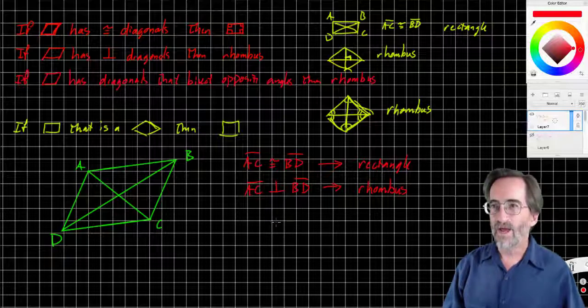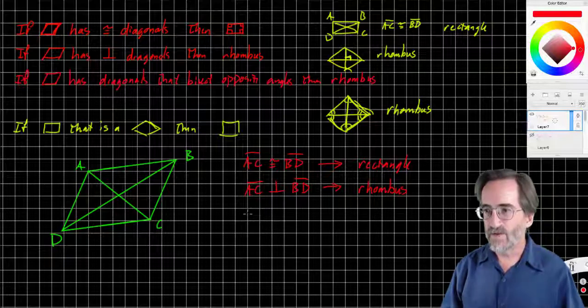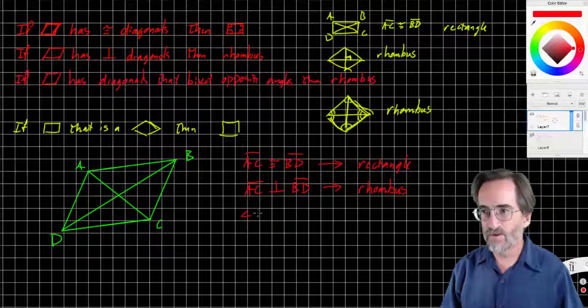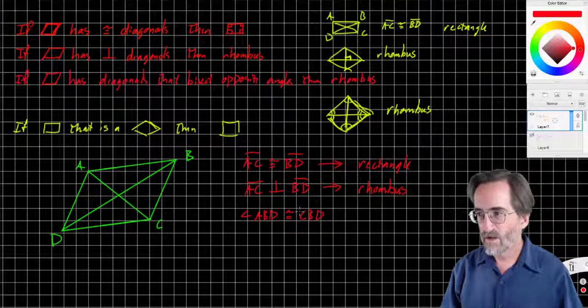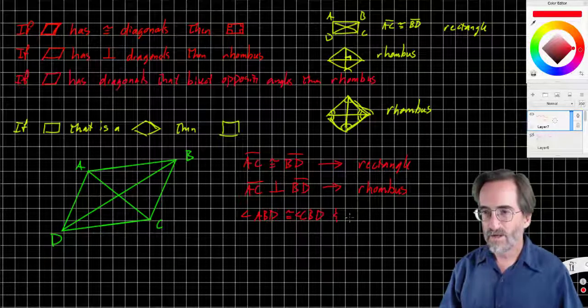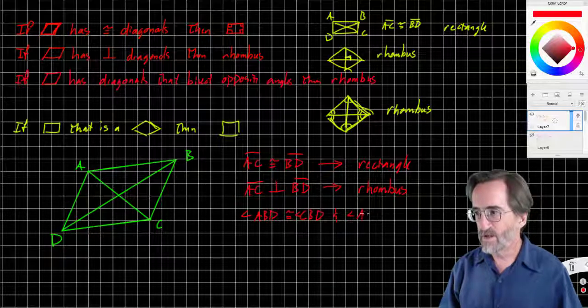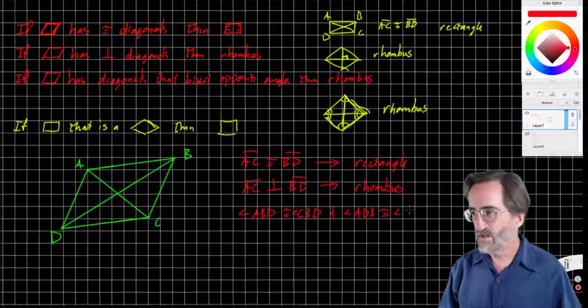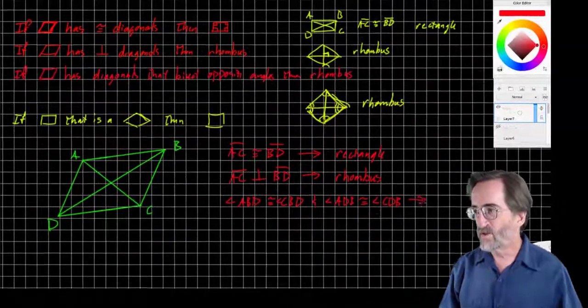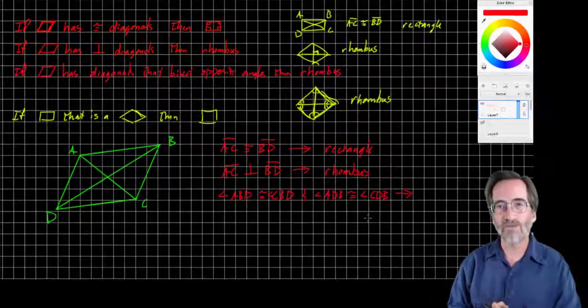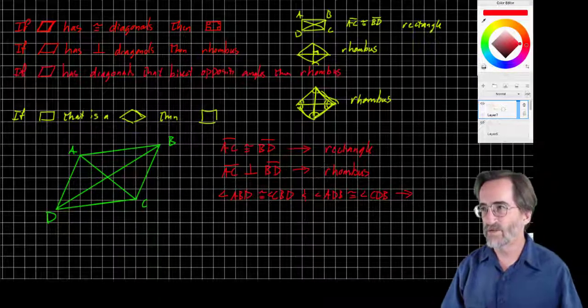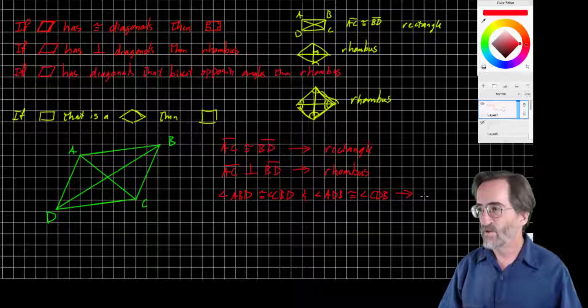And if I tell you that angle ABD is congruent to angle CBD, and angle ADB is congruent to angle CDB, then we've got a diagonal that bisects opposite angles, and it actually only takes one pair of opposite angles for this one to be true. Then the shape is a rhombus.